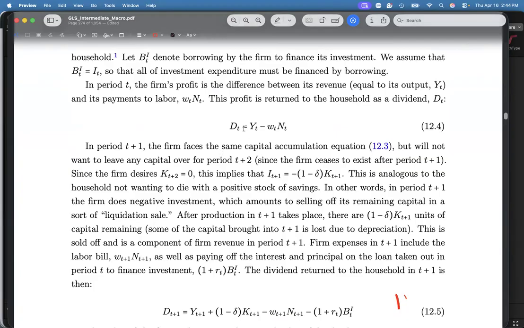Here's your first period. Notice that in the first period, your K sub T is fixed. So wala kang babayaran doon. Yung B is also something that you will pay for only in the second period. So wala ka rin babayaran dito. The only thing you will pay in the first period is your labor. And then whatever is left, that will go back to the household as the dividends.